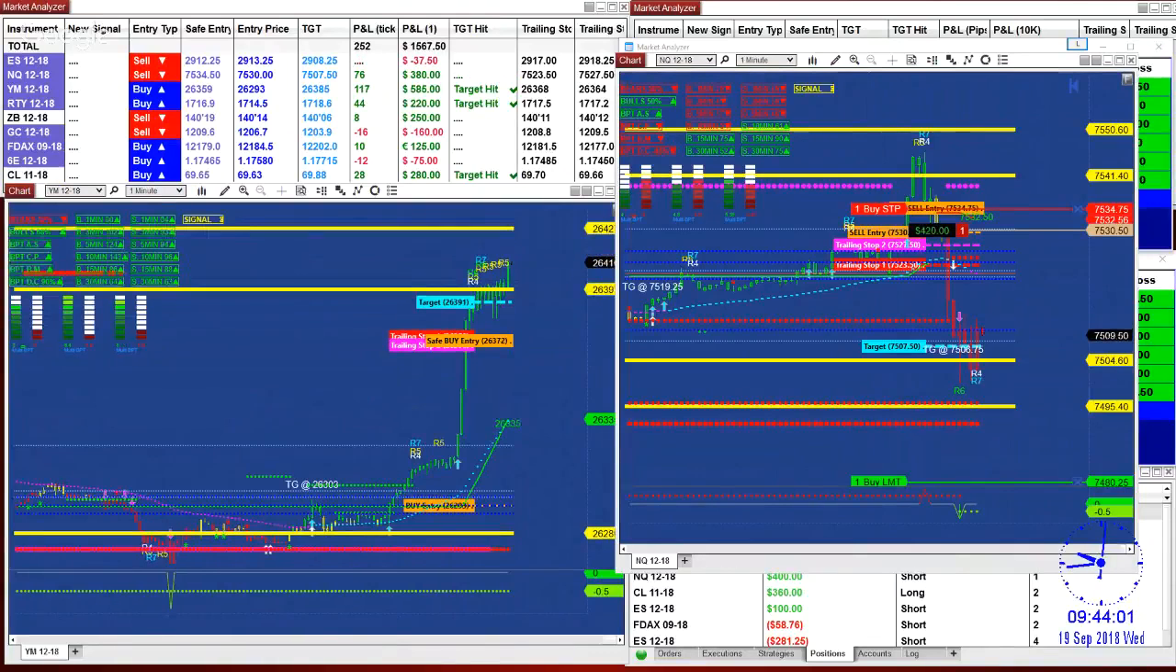And so right now we have a new entry signal. It's a 913.25 entry price. 2908 is your target.